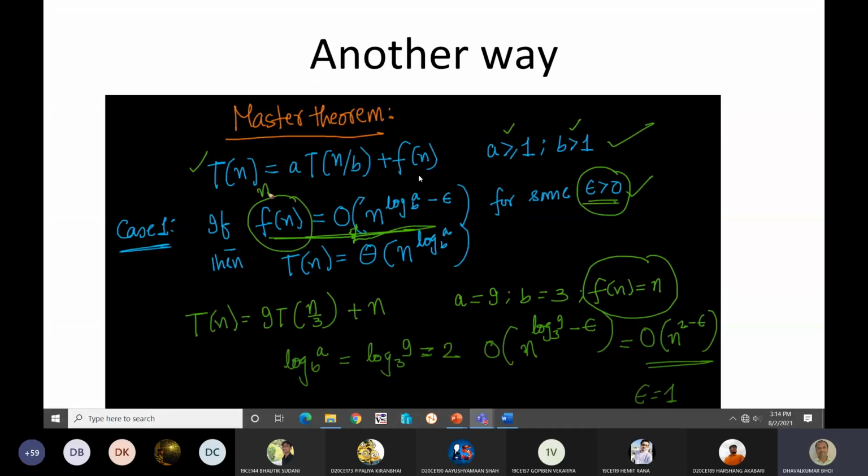And what will be the value of f of n? So the f of n value you are going to get is n. This is as per the textbook I am explaining to you.